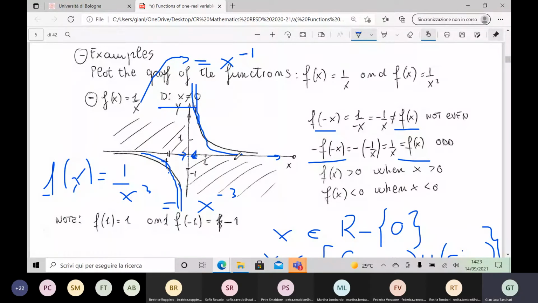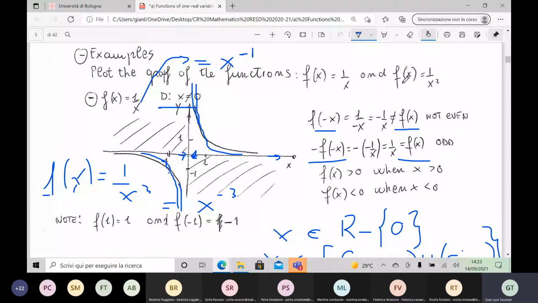So you see the consideration is similar to the previous power function, the one with positive integer exponent. Now, similarly, we are going to plot the graph of f of x equal to 1 over x squared.